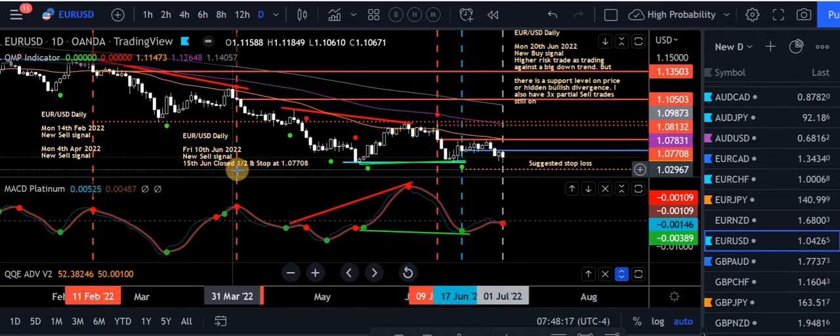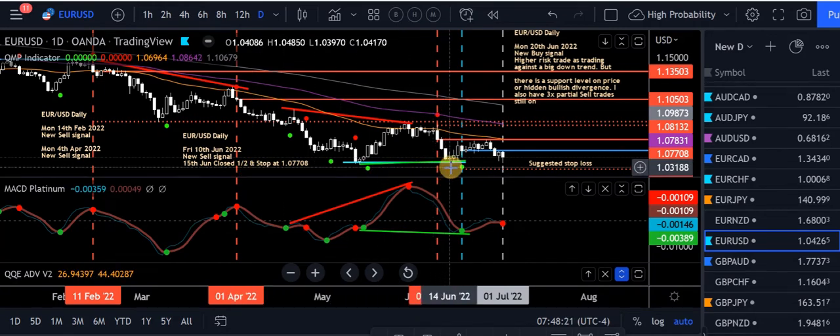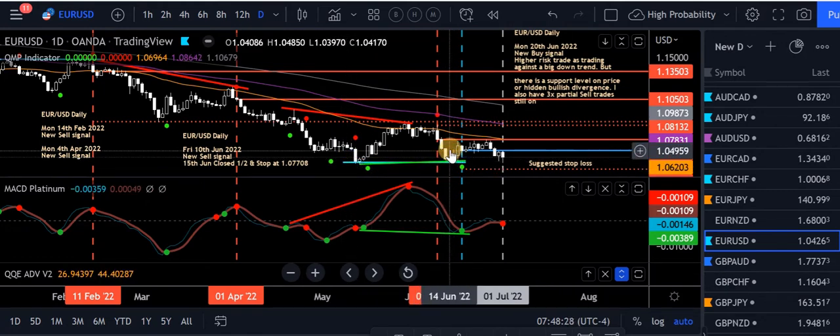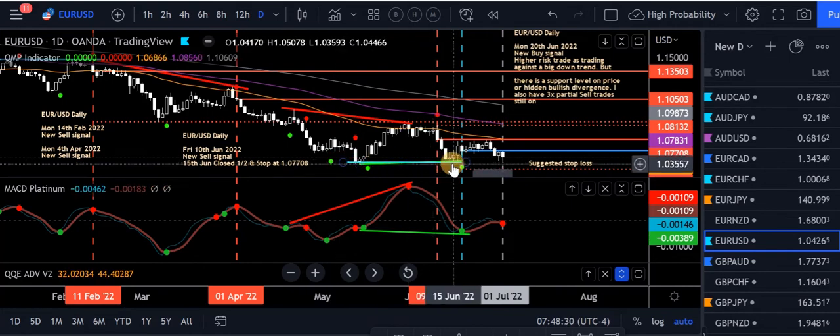And we've already closed half on, when was that? The 15th of June. So let's have a look. That would have been at the low somewhere. So there's the 14th, 15th, on the open of the 15th, which is this candle here, with this previous low, close half, tighten it up. We didn't break this, and the MACD platinum through the zero level, so all good.